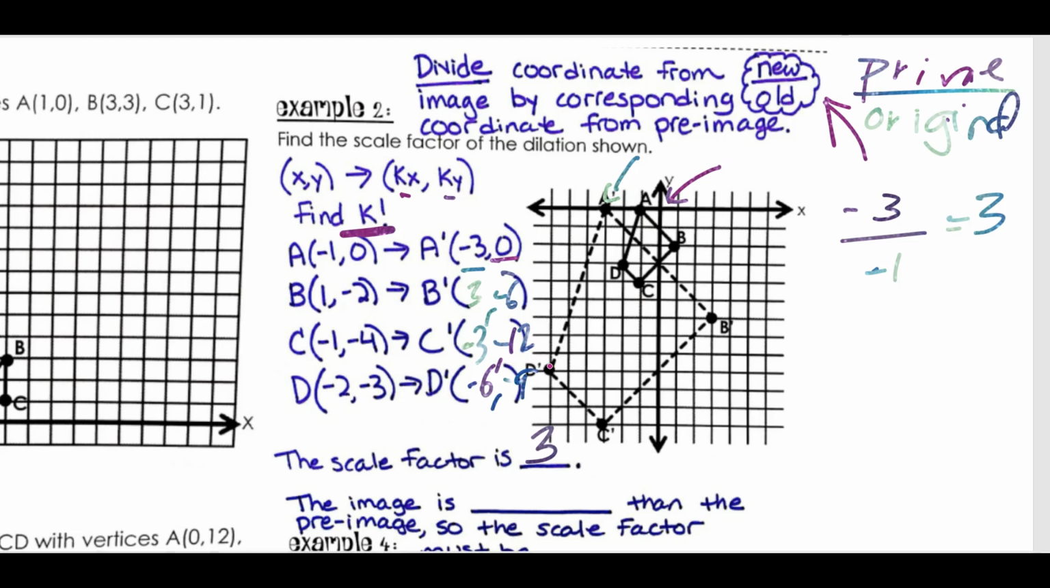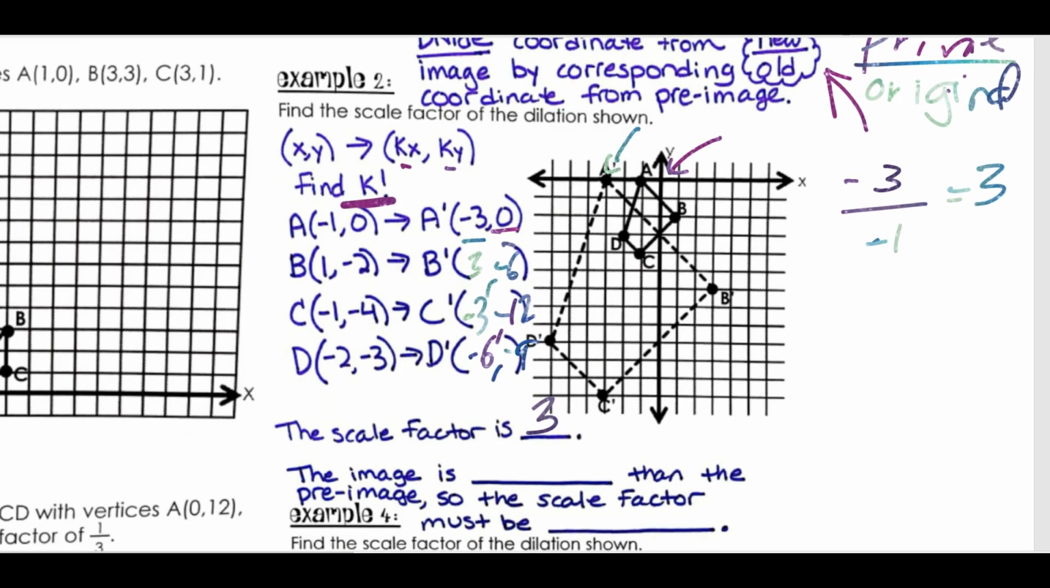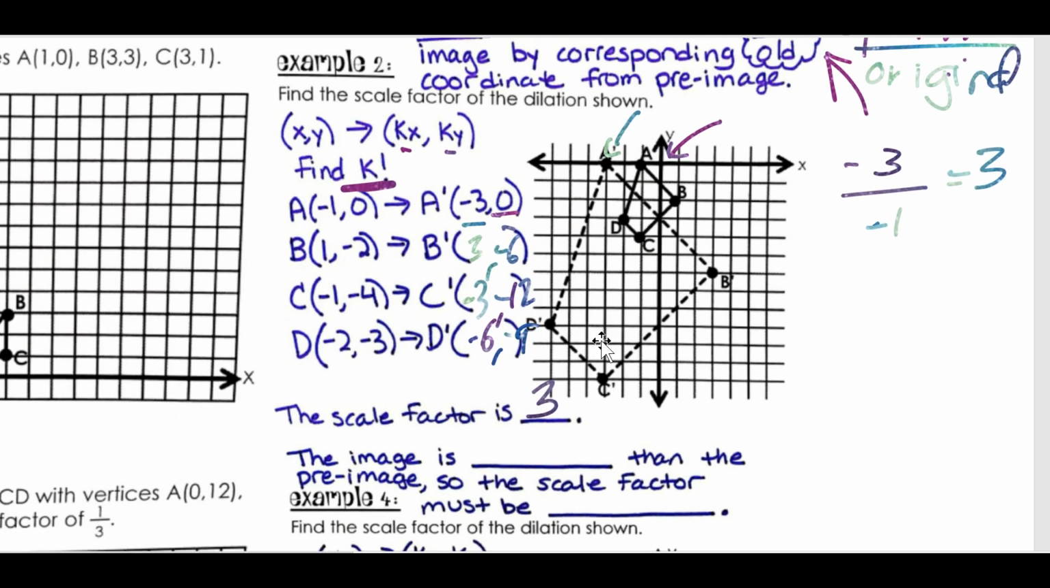All right. And so the image is blank than the pre-image, so the scale factor must be blank. So let's look at the image. The image, which is the prime, is what? It's larger. If the image is larger than the pre-image, then the scale factor must be greater, K must be greater than 1, hence 3. So our scale factor is 3. I went from small to large. All right, that's that. Let's keep moving.